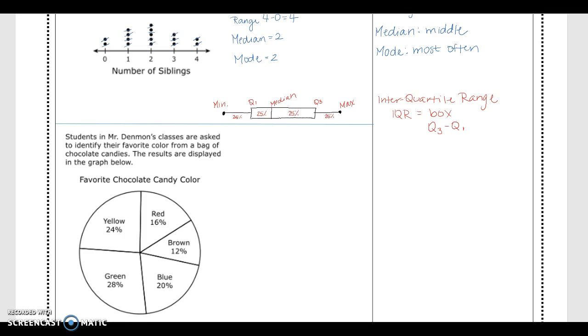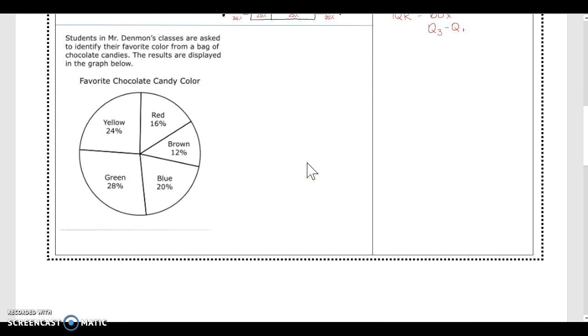And then the next graph that I want to talk about is circle graphs, okay? So the important thing to know about circle graphs is that the entire circle equals up to 100%, okay? So if you're given a graph with percents, they're all going to add up to 100. So often you're either trying to find an amount or a percent, okay?